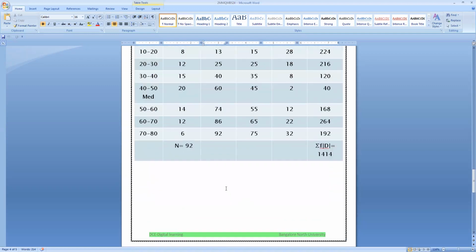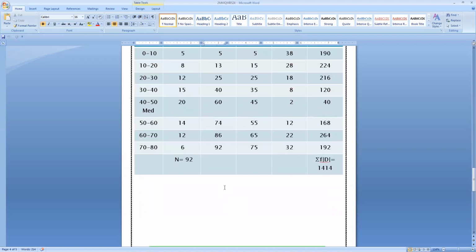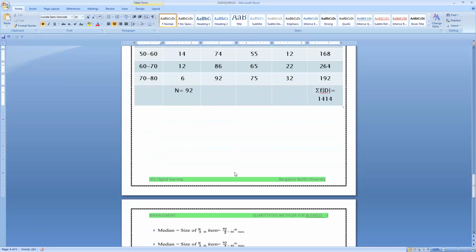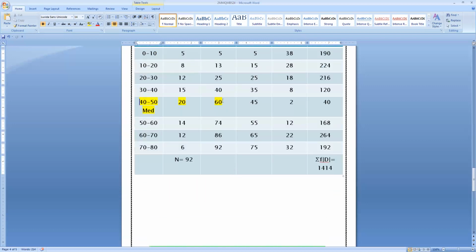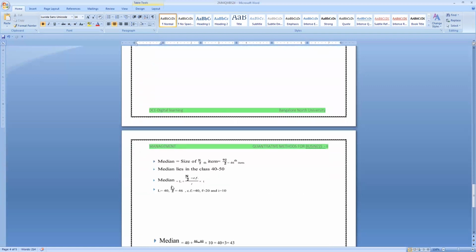Let us check where this 46 is located in the CF. It is in the CF of 60. The value of the preceding CF is 40. The corresponding class interval of the median is 40 to 50. Now we have to apply the formula of median, that is median is L plus n by 2 minus CF by f into i.